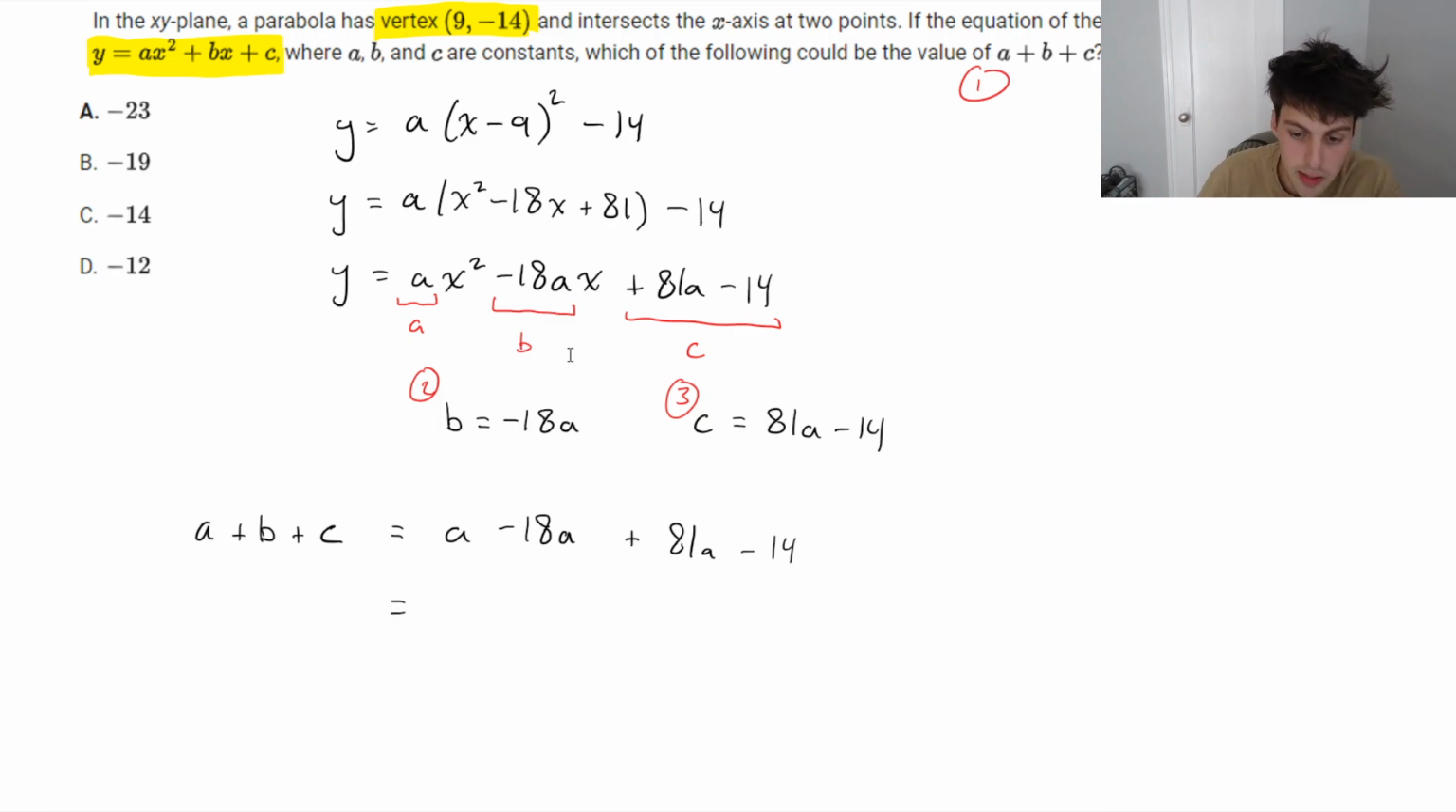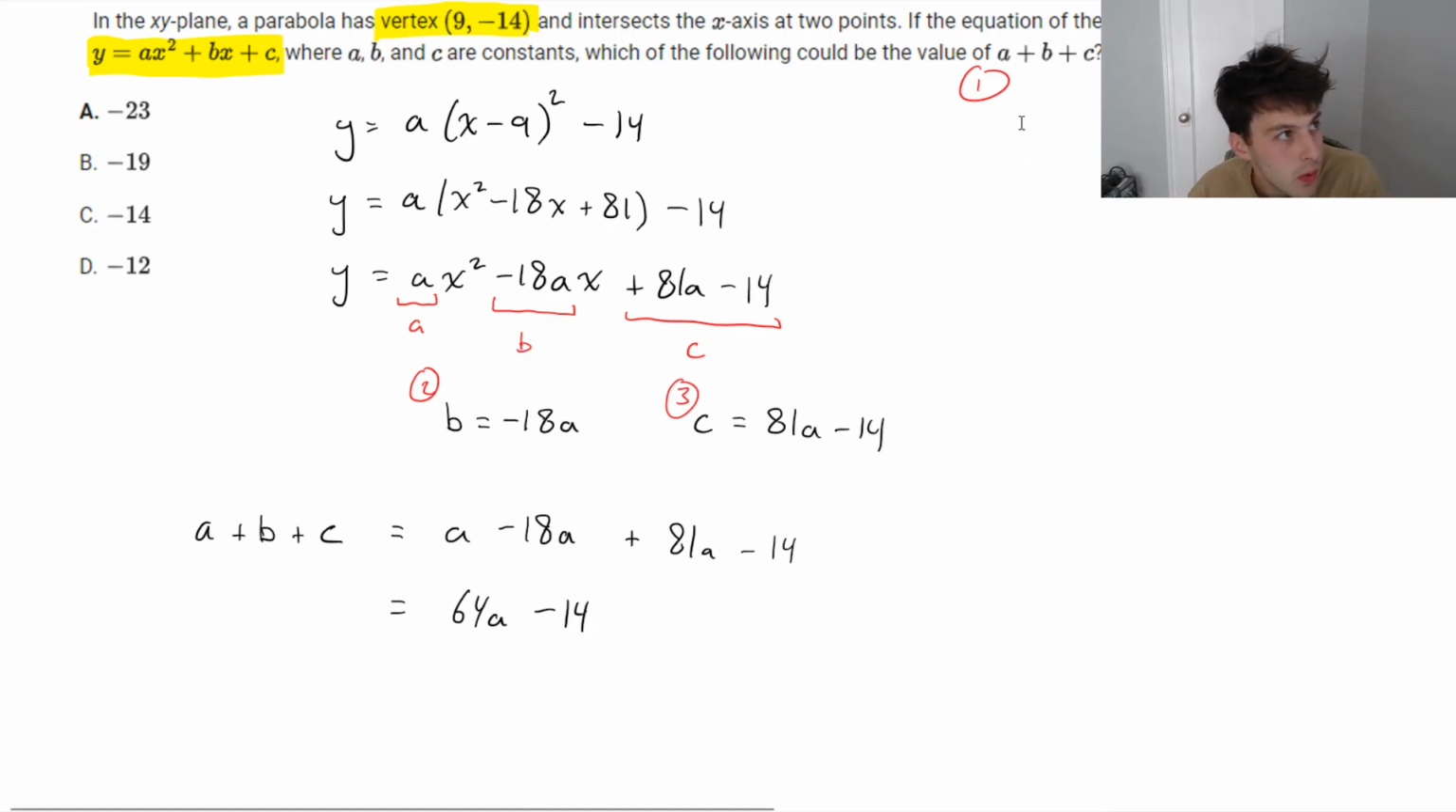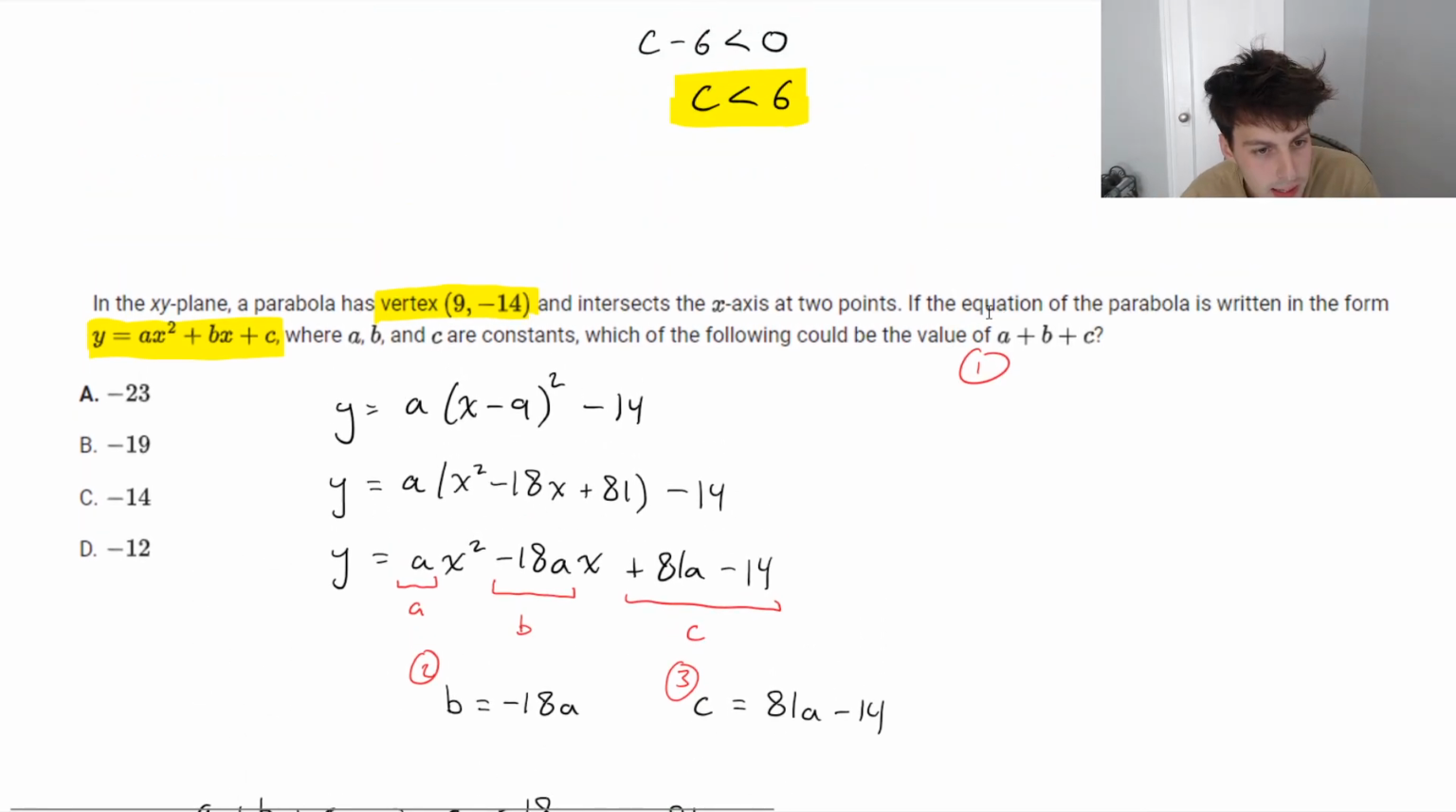Okay, simplifying this, we can do this, right? This is going to be, and I've done this math already, 64a minus 14. Okay, and like we said, from our equation 1, it's kind of like a half equation because we don't actually know what a plus b plus c equals yet. But we know that it's going to equal one of the solutions.